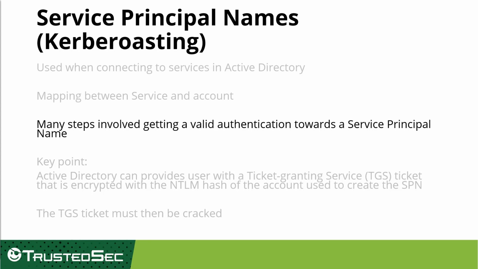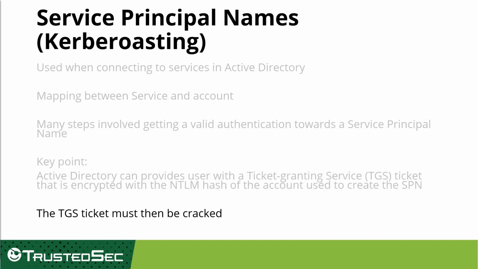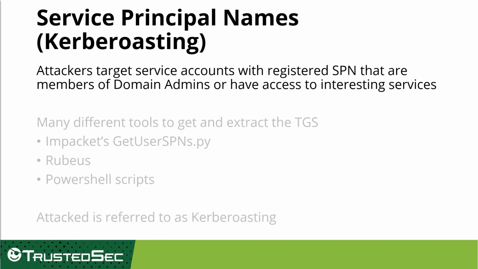The key point, however, is that Active Directory provides a ticket granting service ticket that is encrypted with the NTLM hash of the account used to create the service principal name. And that ticket is crackable, meaning that you can figure out the clear text password if the password is weak enough. When attackers target service principal names, they often target service accounts with registered service principal names that are members of a domain admin group or similar, or if they have access to some interesting service on the server.